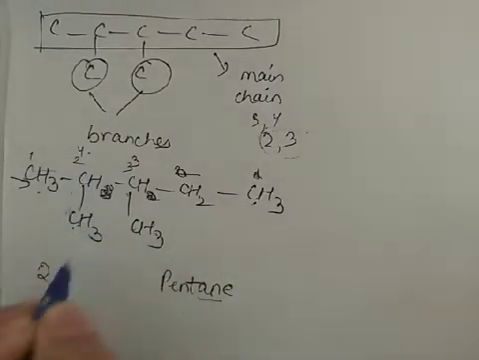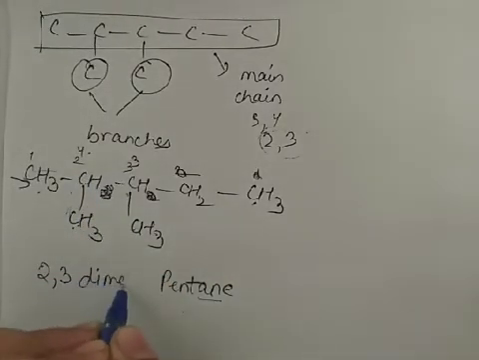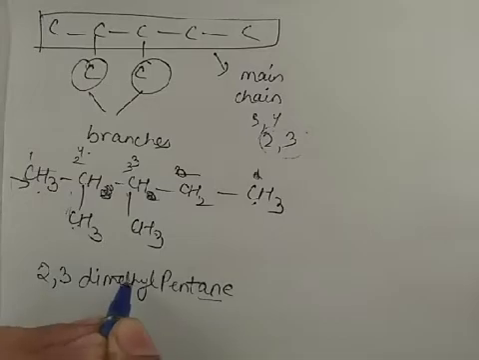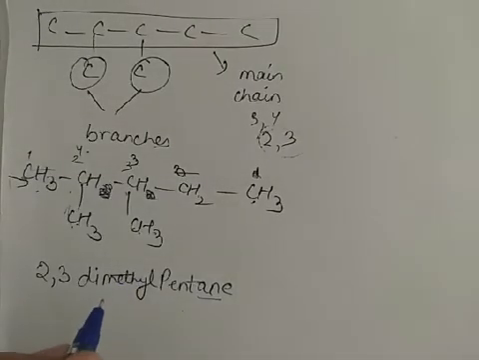Correct. So it will be 2 comma 3. There are two methyl groups, so I will write dimethyl pentane. 2,3-dimethylpentane. Right.